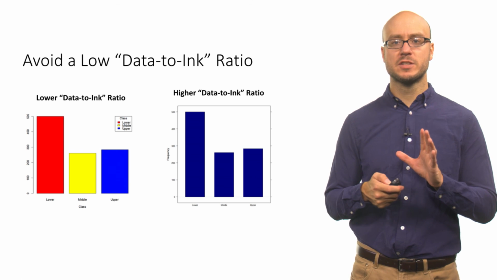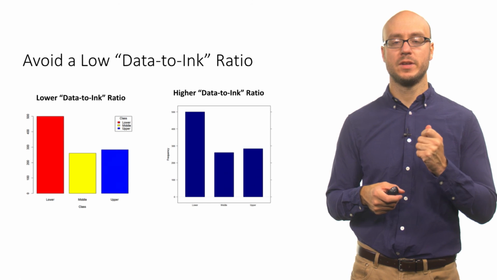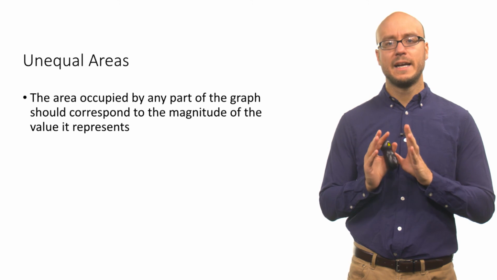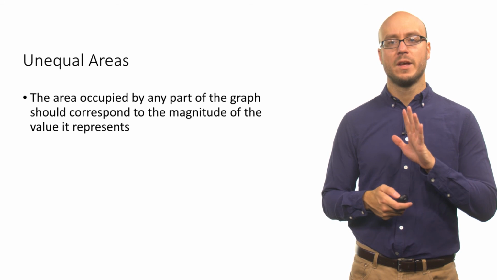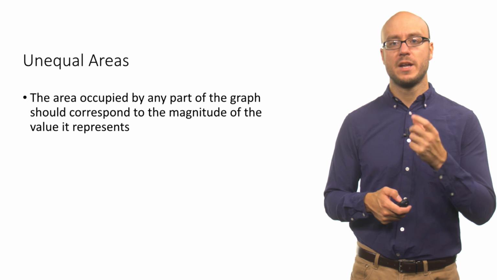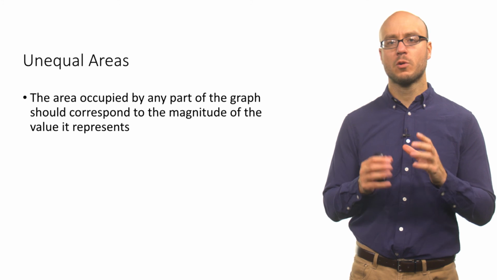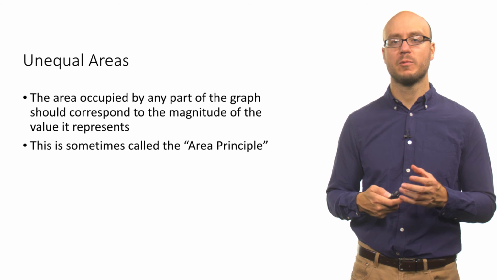So it's useful to compare these two graphs. One graph has a relatively low data to ink ratio. The other has a high data to ink ratio. You want to say as much about the data with as little ink or visualization as possible. Another problem that can occur in creating a statistical graph is unequal areas. The basic idea of this is called the area principle. The snapshot idea of it is that the area occupied by any part of a graph should correspond to the magnitude of the value it represents.